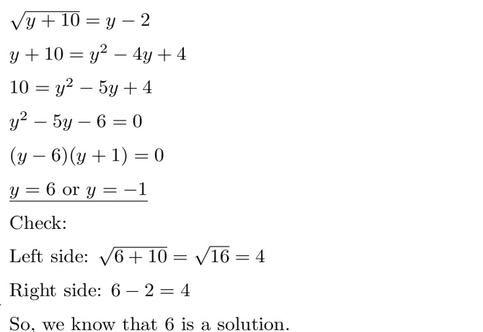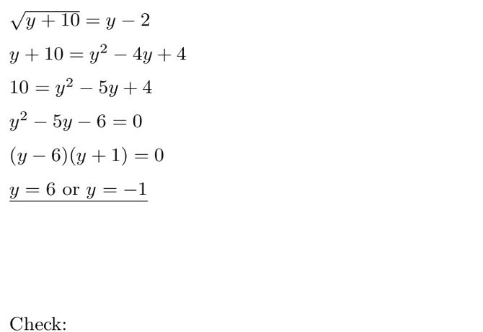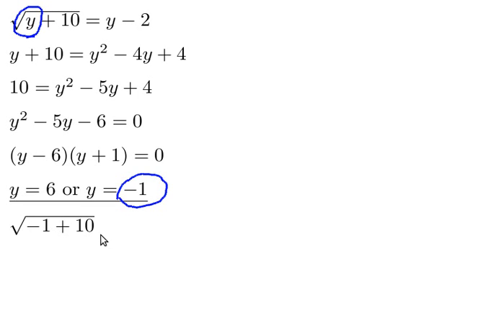So let's try that out. I'm not going to delete this stuff, but I'm going to move it below, because I don't want it in the way, but I also don't want to scroll down below it. So let's try negative 1 now. We're going to put negative 1 in for y. So we'll try the square root of negative 1 plus 10. I'm going to write that. This is the left side.